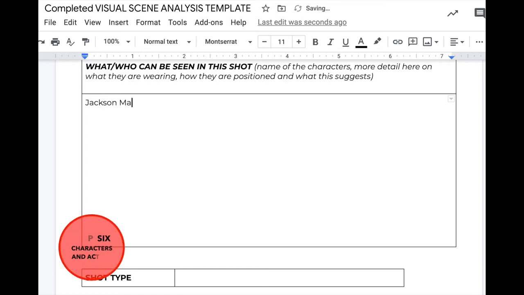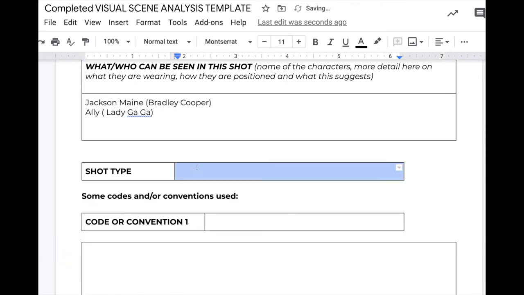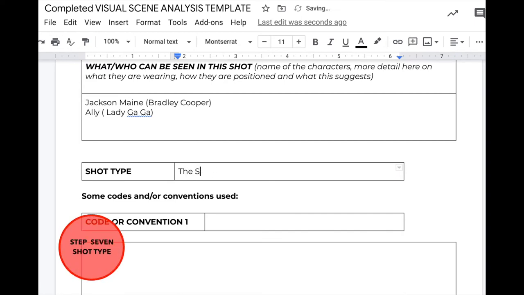Step 6. Who is in the scene? Characters and actors. And what is their relationship to each other? Step 7. What type of shot is the screenshot? And what other framing occurs in the scene?